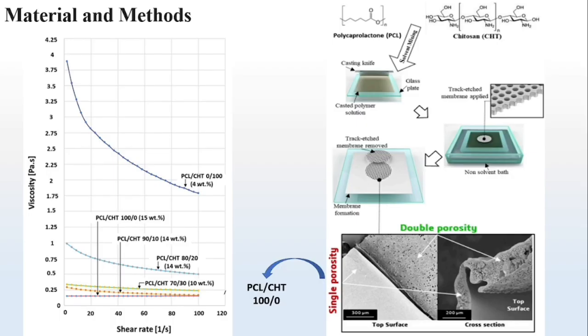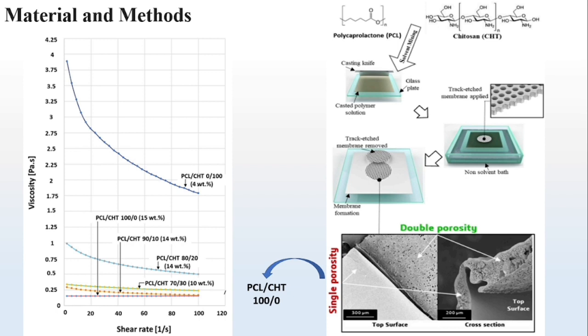About the synthesis method, first the membranes were made by dissolving PCL and chitosan into a solvent mixture of formic acid and acetic acid, casting them onto a glass plate. A track-etched membrane filled with pores with a solvent mixture. The plate was immersed in sodium hydroxide solution, forming the membrane in 2 hours.